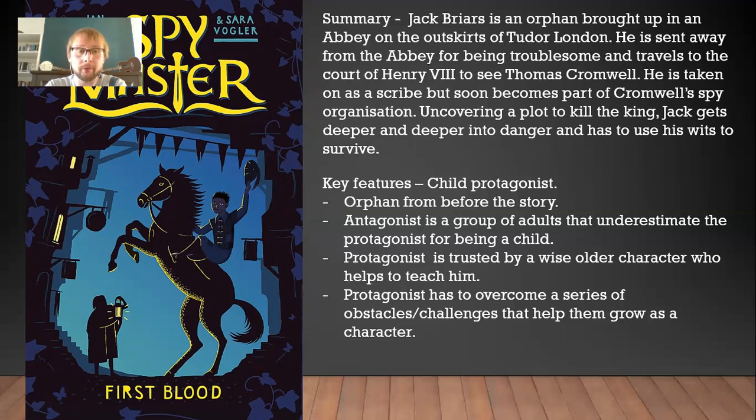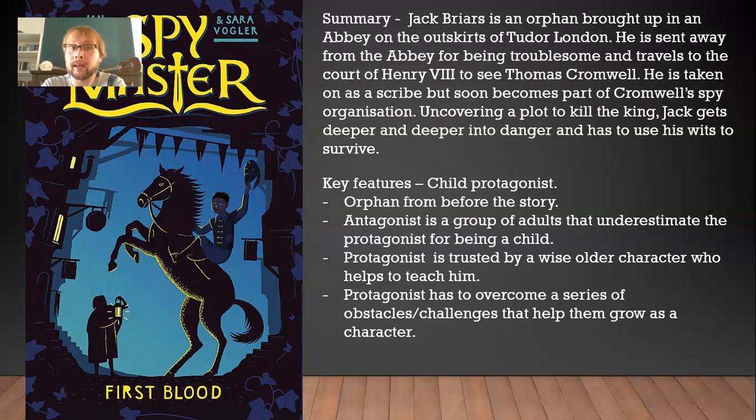An orphan from before the story. So Jack is a full orphan. Both his parents have passed away. He is being raised by the monks at the Abbey, by Father Busbrig and Father Matthew. The second one, the antagonist, this time is a group of adults, and they underestimate the protagonist for being a child, something we see in the other books. That happens in the Jaguar Trials. The protagonist is underestimated because he is a child.